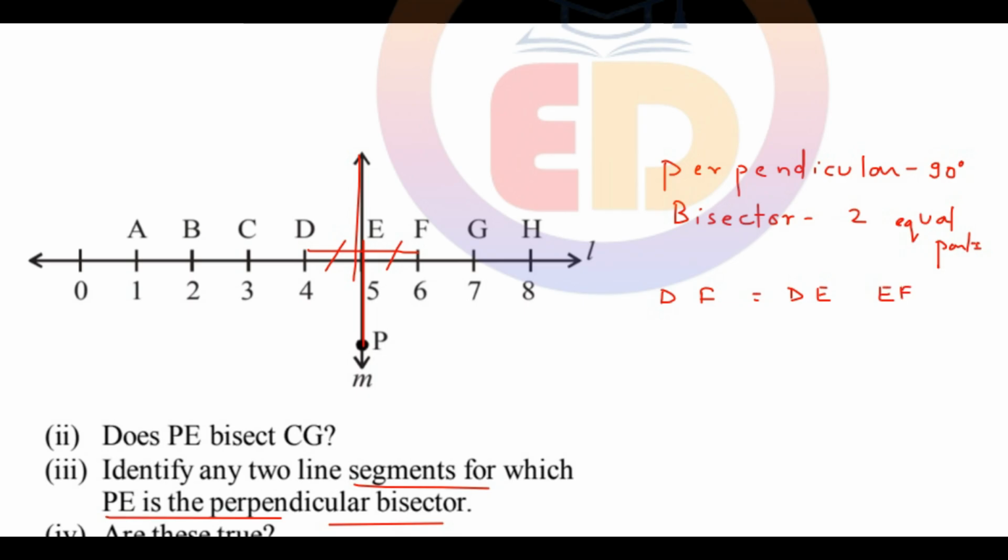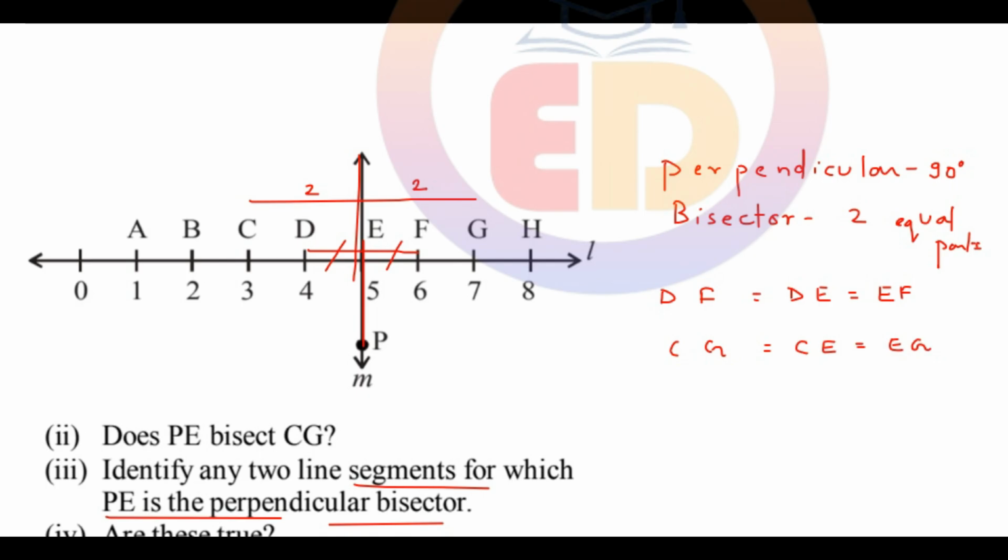Second, it is dividing CG into 2 equal parts. CE is 2 units, EG is 2 units, so it is also dividing CG into two equal parts. One is CE, another is EG. They both are equal.